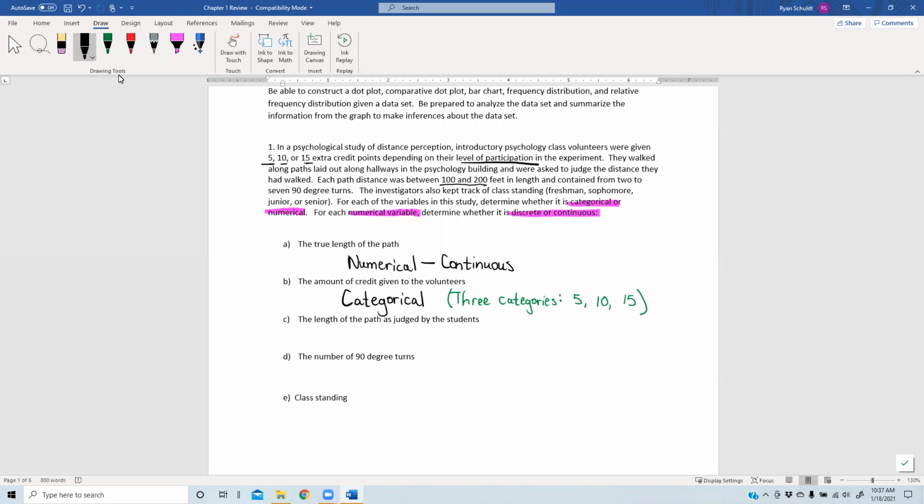Okay, the length of the path as judged by the students. Again, we're still talking about a length. Length is continuous. Unless told otherwise, length is continuous. And of course, that means it's numerical. So it's a numerical variable that is continuous.